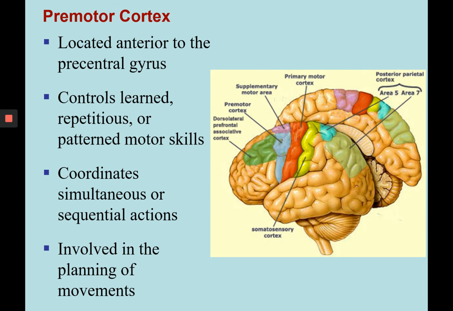A review for the premotor cortex. We know it's in front of the precentral gyri and is located anterior to that. It controls repetitious, learned, acquired motor skills. So riding a bike, playing the piano, or an instrument in general, that coordination of sequential actions is performed by the premotor cortex, which gets its raw data from the primary motor cortex.